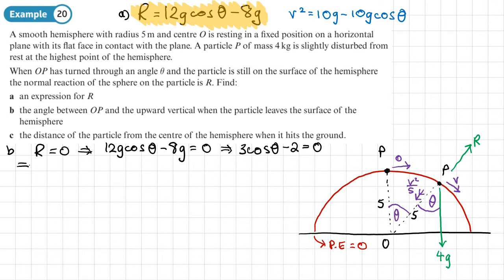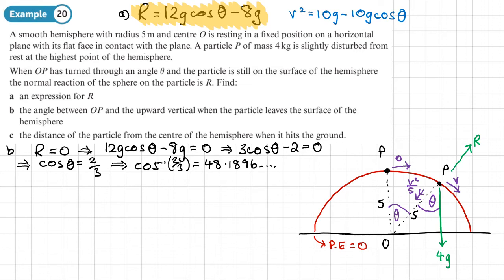So from there we can rearrange it so that we get cos theta is equal to, we'll move the 2 across, divide by 3, is 2/3. So then do the cos inverse of 2/3 to find the angle. And on my calculator display I get 48.1896. So I really want an answer to 3 significant figures.